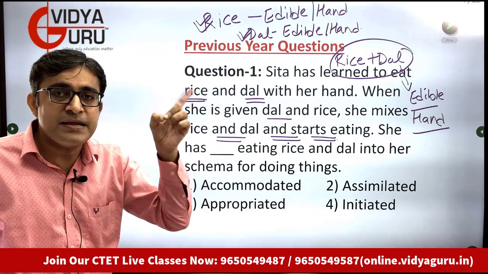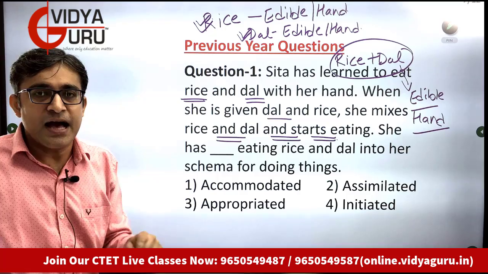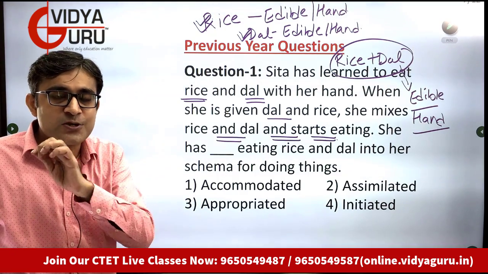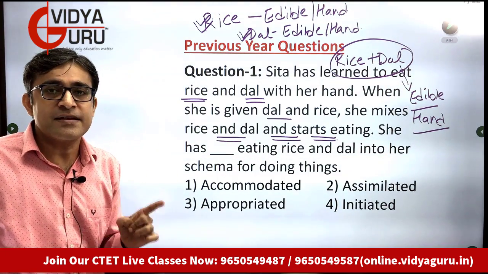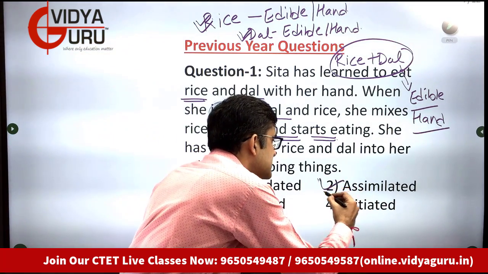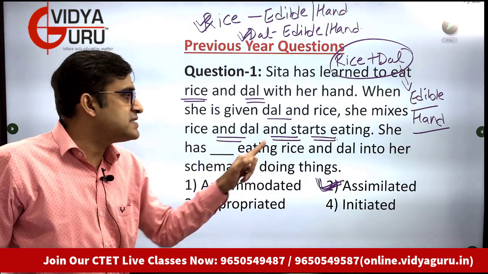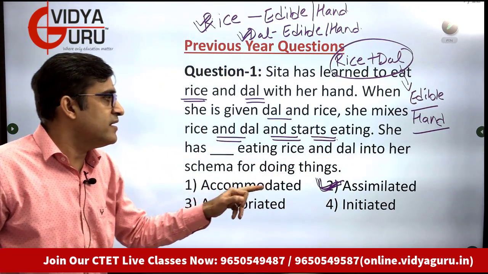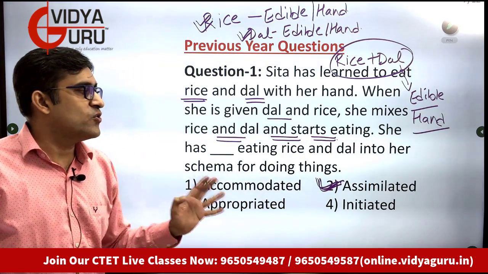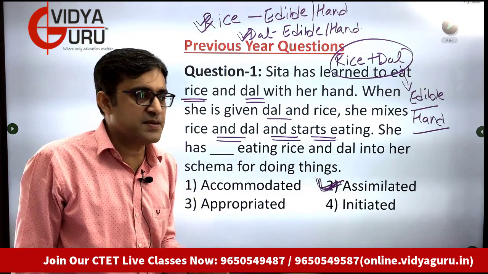No change in your mental pattern, no change in your pattern of thinking has to be made. And if no change has to be made, if your schema has not to be touched, has not to be changed, then this is definitely assimilation. So what happens? Undoubtedly, she has assimilated rice and dal into her schema for doing things. Sure. So it was assimilation.